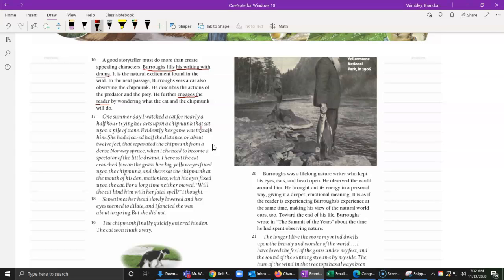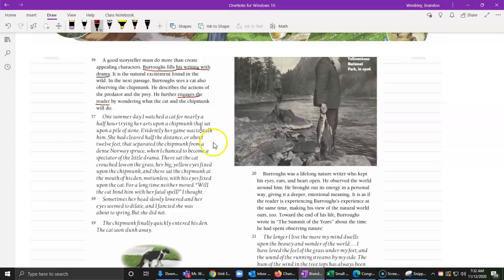There sat the cat, crouched low in the grass, her big yellow eyes fixed upon the chipmunk. And there sat the chipmunk at the mouth of his den, motionless, with his eyes fixed upon the cat. For a long time neither moved. Will the cat bind him with her fatal spell, I thought.